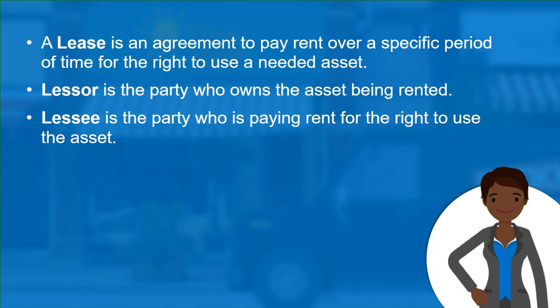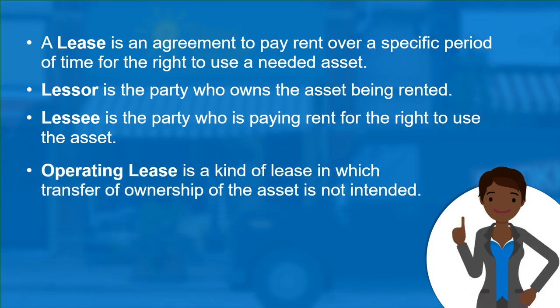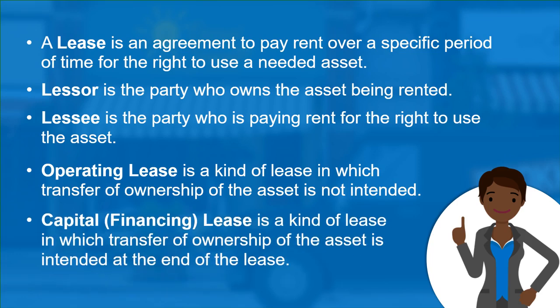There are basically two kinds of equipment leases: an operating lease and a capital or financing lease. The main difference to note between the two is the idea of transfer of ownership. In both cases, an asset is being rented.